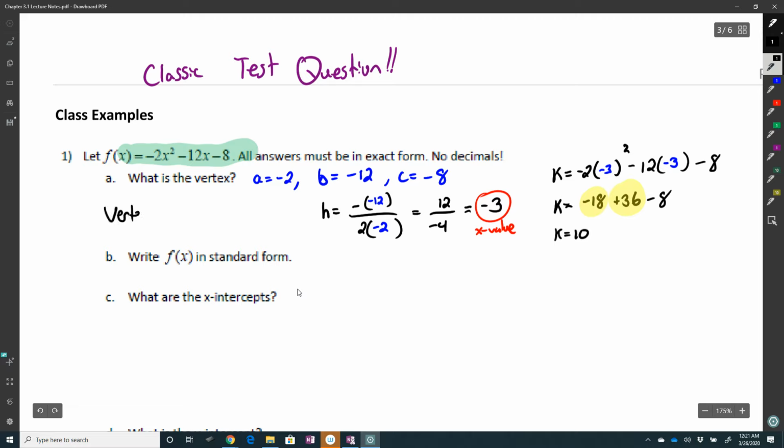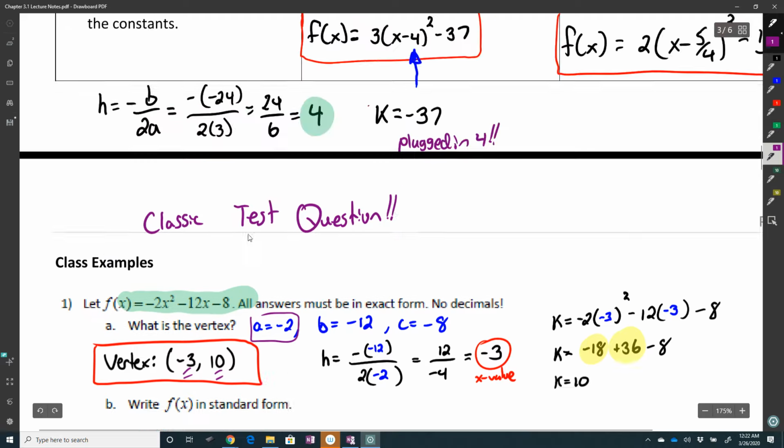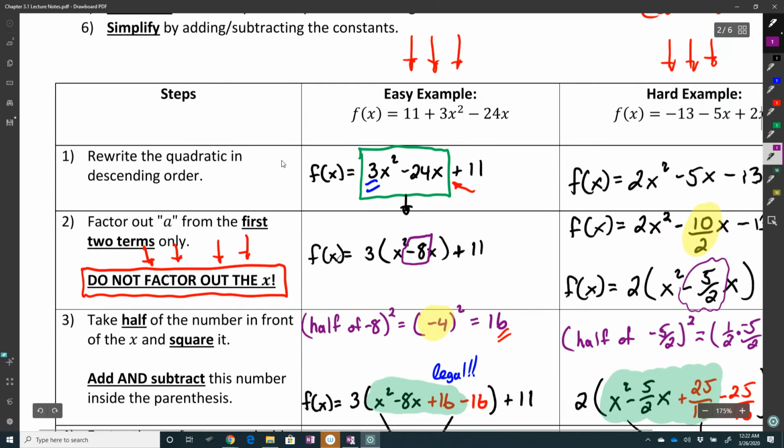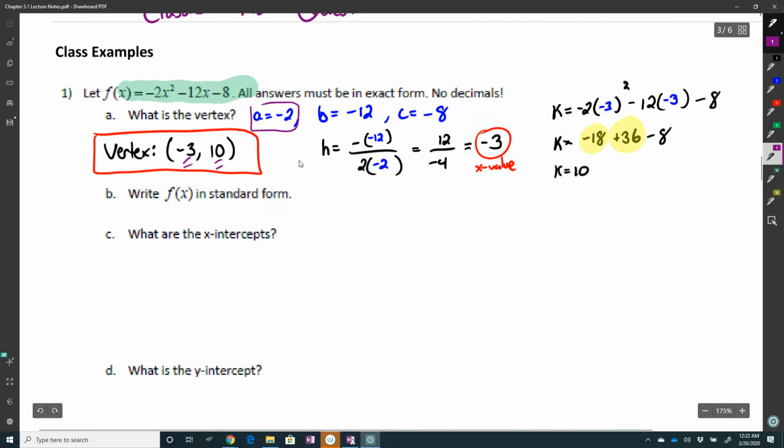You have to write it as a point. You can't just get these two values and leave them alone. Vertex is negative 3, 10. Okay, write it in standard form. Well, I already know my a, and I know my h and my k. So for my standard form, I don't give you a lot of space because I don't want you to do it the way we did on the previous page. This is going to be its own separate question. What I want you to do here is just use the formula.